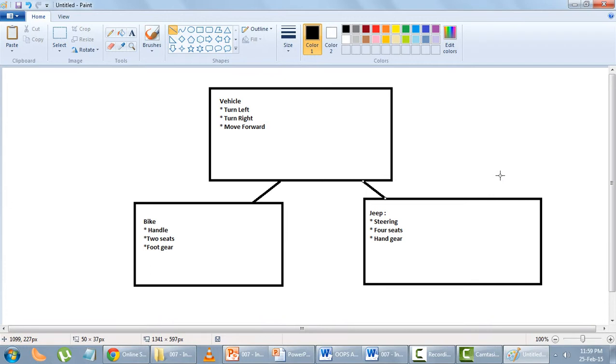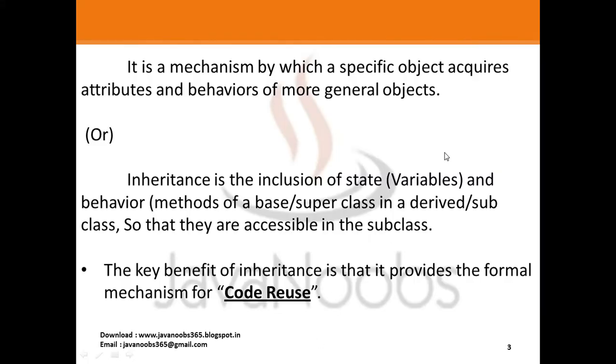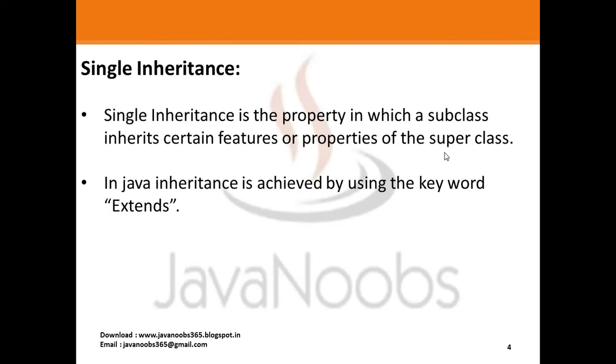Inheritance is the property in which a subclass or several subclasses inherit certain properties or features from the base class. So this is known as inheritance. There are two types of inheritance. The first one is called single inheritance. Single inheritance is the property in which a subclass inherits certain features or properties of a superclass or a base class, which I just showed you. Now in Java, inheritance is achieved by using the keyword extends.